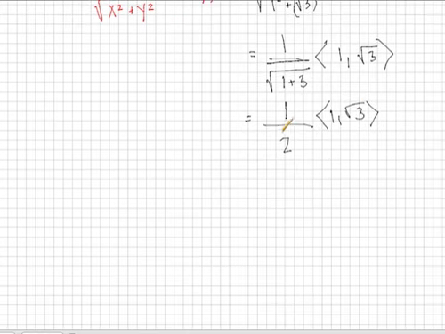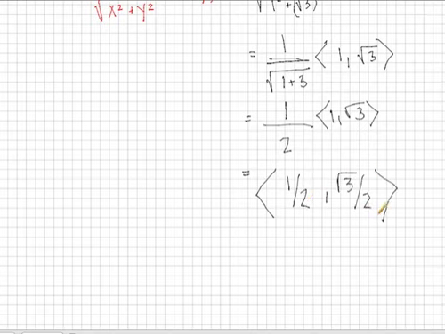Now we're just going to go ahead and distribute the 1/2 to each component of the vector. So I can rewrite the vector as 1/2, square root of 3 over 2. And then you're done.